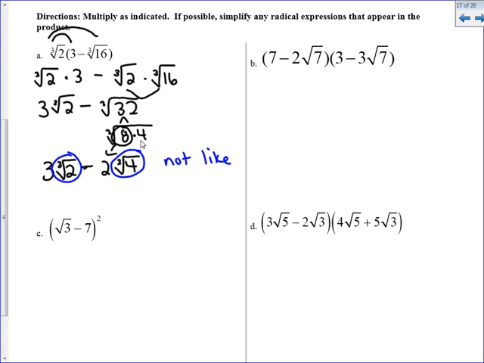Including the index. Yes, if I had a square root of 2 and a cube root of 2, I could not put them together. Correct. Same index, same radicand. Great question. So that's going to have to be my final answer, because they're not like terms. I can't put them together.